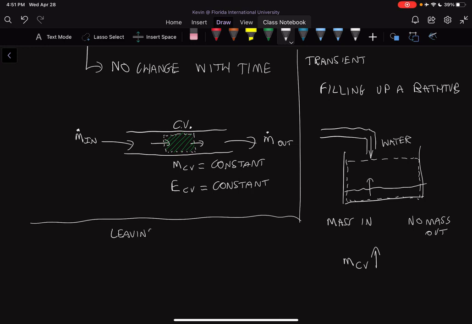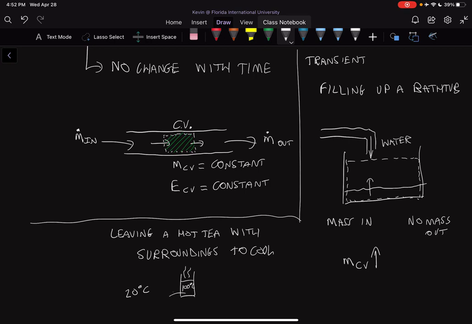Leaving a hot tea with surroundings to cool. So now we have a hot tea. Okay, so let's say we have a hot tea inside a room that's, let's say, at 20 degrees Celsius, and our hot tea is at 100 degrees Celsius.